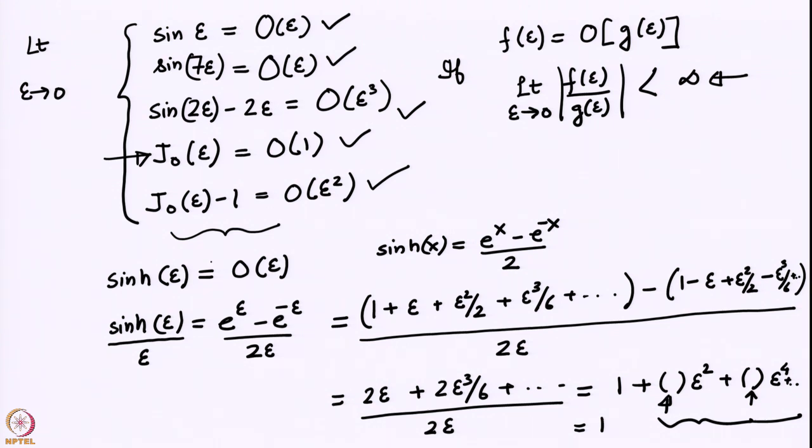Once again, I am emphasizing that even if this limit did not evaluate to 1 but instead evaluated to let us say 100, which is not true in this case, but let us say we took something where the limit evaluated to 100, as long as we get a finite number, the statement is correct. So this is also correct. Another example, cot epsilon is of the order epsilon to the power minus 1.